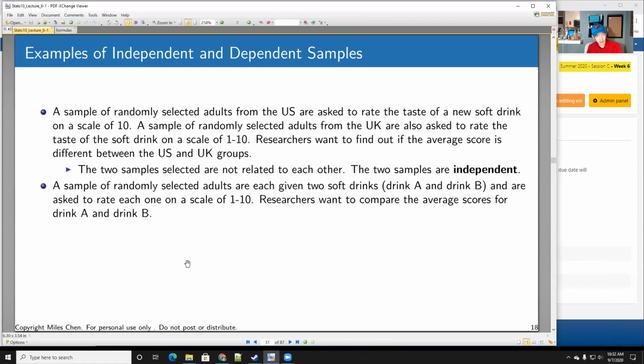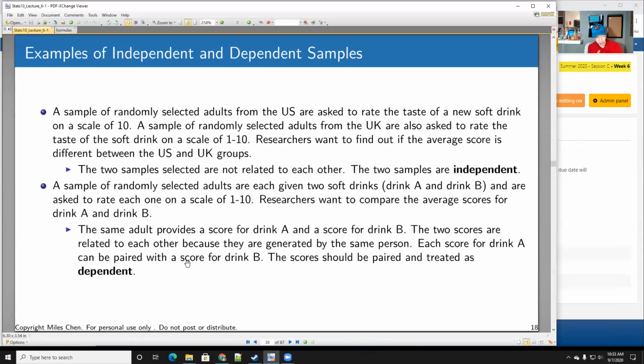Here's another scenario that's similar, but in this case, we would get dependent samples. Here we have a sample of randomly selected adults, and we give each adult two soft drinks, drink A and drink B. We ask the adult to rate drink A, and we ask the same adult to rate drink B. We want to compare the scores between drink A and drink B. It's a similar scenario, but here the same adult is providing the score for drink A and the score for drink B. So the two scores come from the same person.